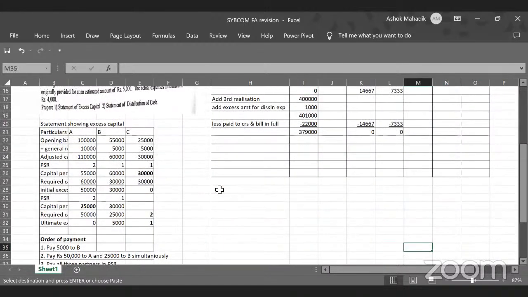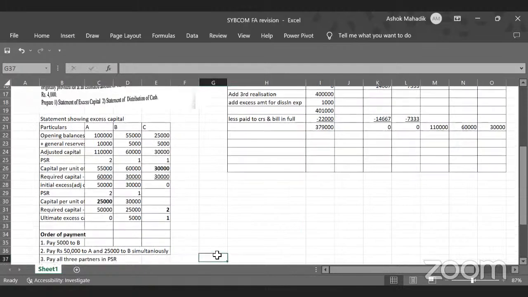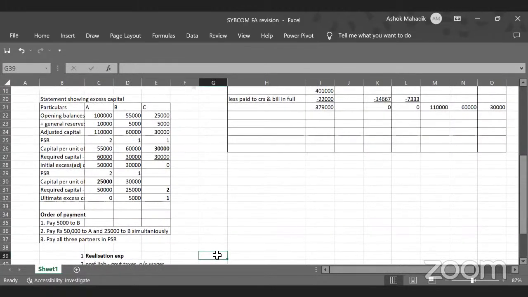It will stay in front of our eyes. Okay, just bring it here. Now it's their turn. We have to pay them. On the left hand side, you can see the statement of excess capital which we have made. And below that, we have written the order of payment to these partners. So we have to follow that order.